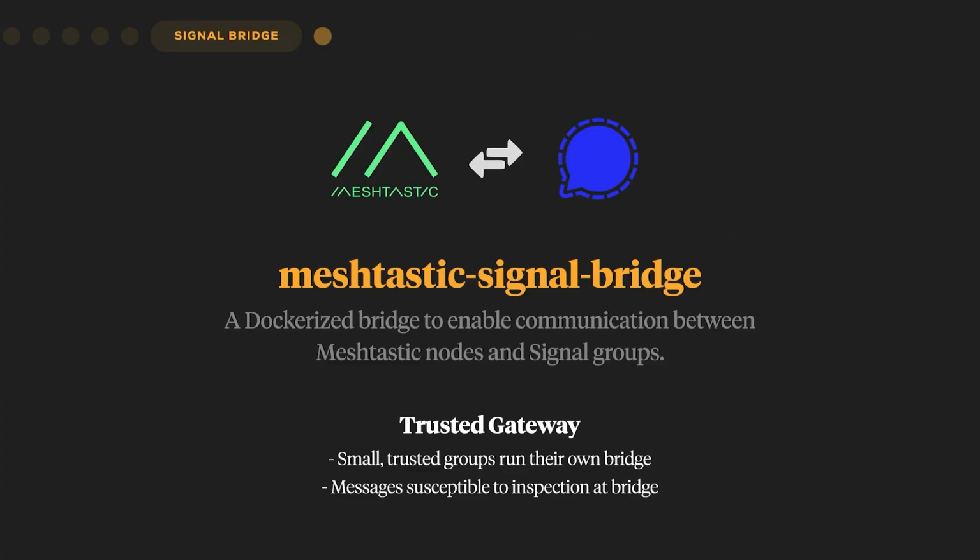And then the other thing that I'll mention about this being a trusted gateway is that messages that come through the bridge are susceptible to being inspected by whoever sets up the bridge. So the way the program works is it has to see all of the Meshtastic messages that come in and all of the Signal messages. So that's just to really underscore that you would only use this with someone that you personally know, personally trust, and you're using it for a small group of people to communicate.